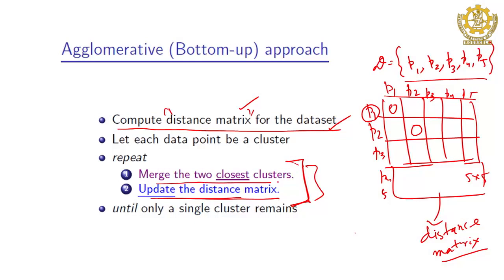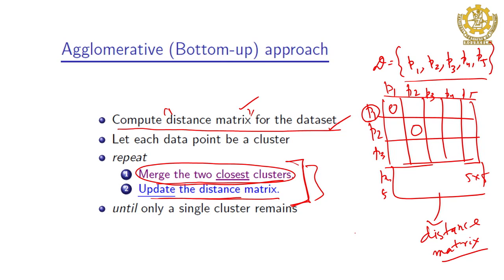So, what do you do in this step? Merge the two closest clusters. This is very important, the two closest clusters. And the second step is to update the distance matrix. The distance matrix will represent the distance from one cluster to another cluster. After merging two clusters, there will be a change in the distance between one cluster and the others. Therefore, you have to update the distance matrix. To merge the two closest clusters, how do you find them? You have to search the matrix and find the least entry, and that entry is nothing but the distance between two clusters.